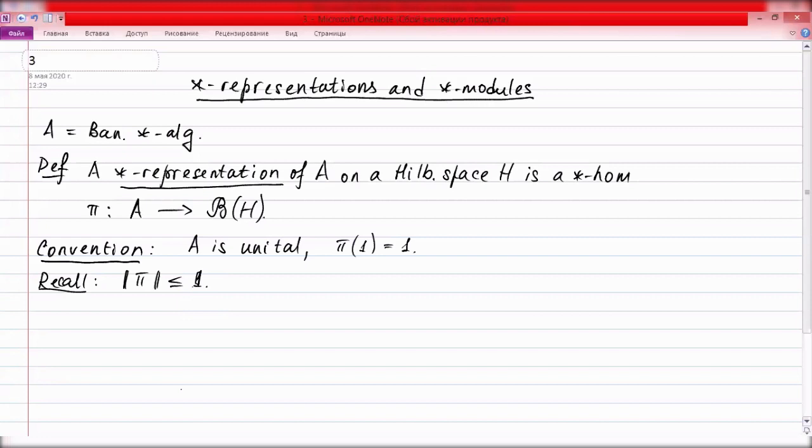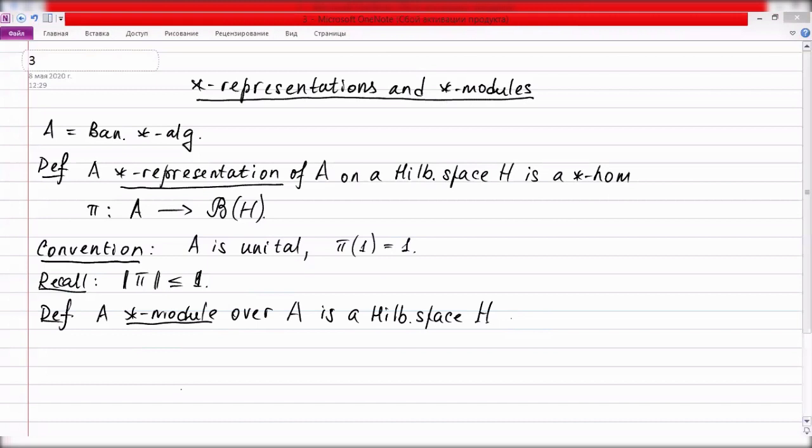Let's now introduce a notion which is equivalent to the notion of a star representation, but which is sometimes more convenient for us. By definition, a star module over A is a Hilbert space H equipped with a left A module structure. So it is a left A module and a Hilbert space at the same time.